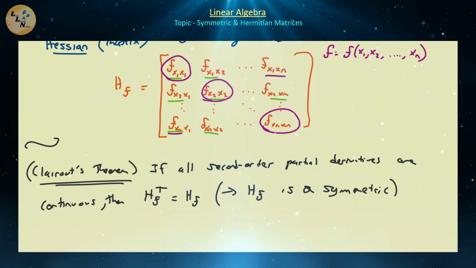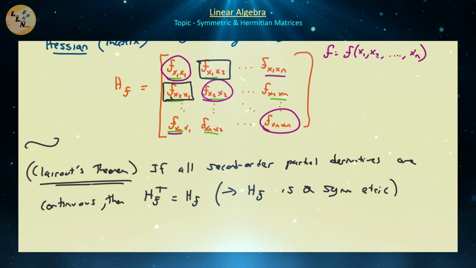So the Hessian matrix is a symmetric matrix. What does that exactly mean? That means if you take the partial derivative with respect to x2 followed by x1, or you do the partial derivative with respect to x1 first followed by x2, you should get the same exact function, provided that the second order partial derivatives are all continuous.